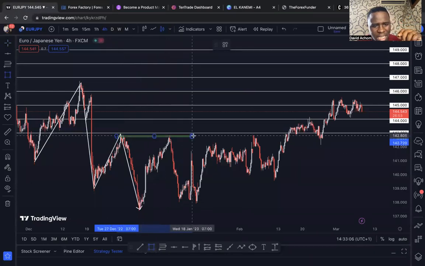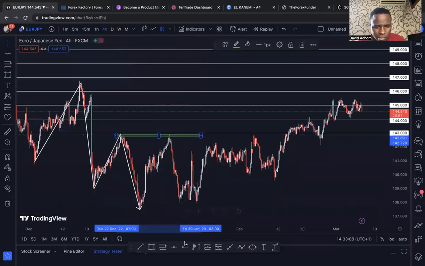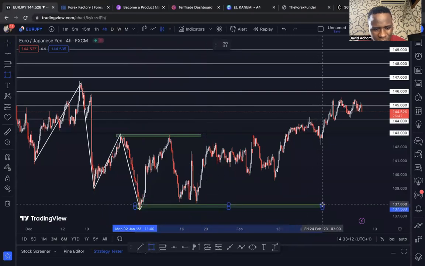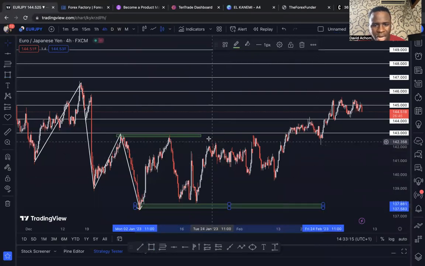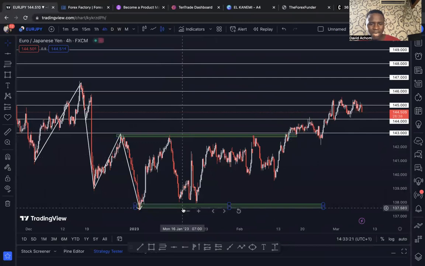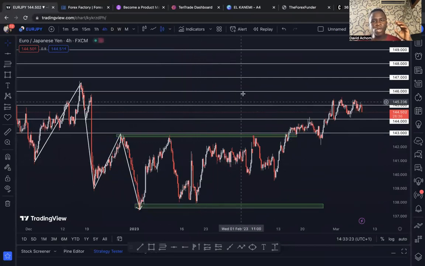This range here. This is a range here. This is another range here. This low and this high. You have to keep trading inside of it since we don't have a new high being created. Hence why we are seeing that every time price came into this high, it sold. Every time it came into this low, it bought. Because a new high has not been formed and a new low has not been formed.